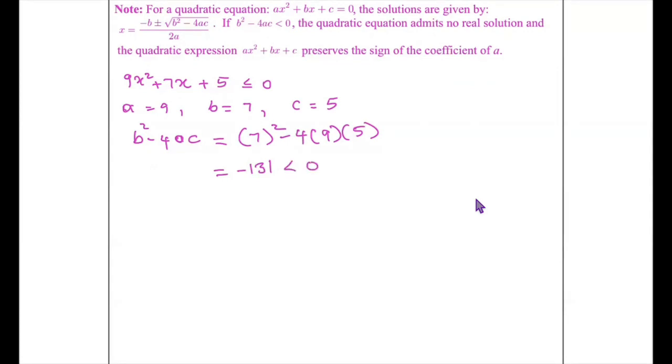Now, because it's less than 0, the expression 9x squared plus 7x plus 5 is positive, because the sign of a, a equals 9, is greater than 0, and we know that the expression takes the sign of a.